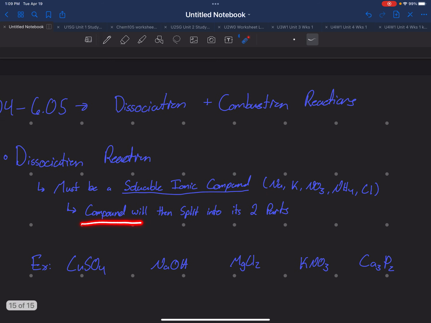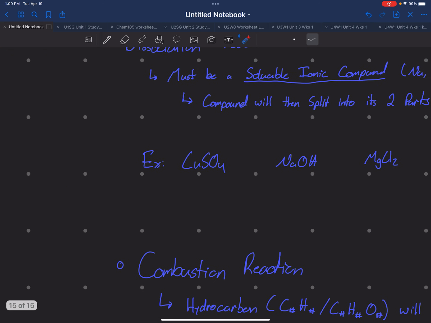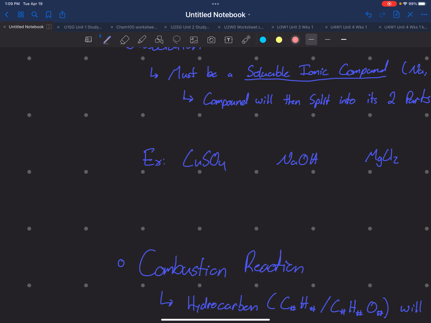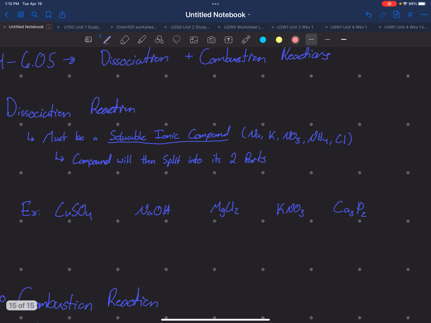And then the compound, once you make sure it's a soluble ionic compound, will split into its two parts. And that's all it is. So let's try it. Okay, CuSO4. So is this soluble? Well, it doesn't have any of the things up there, so we're going to go with the no here.